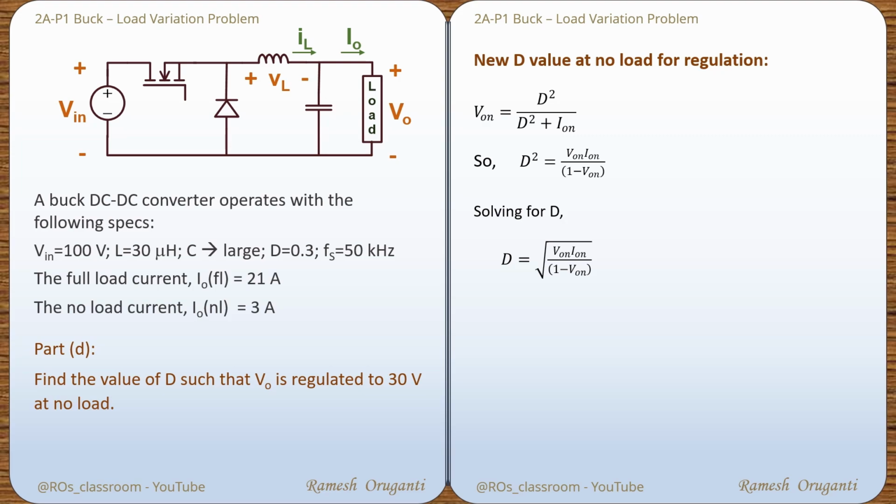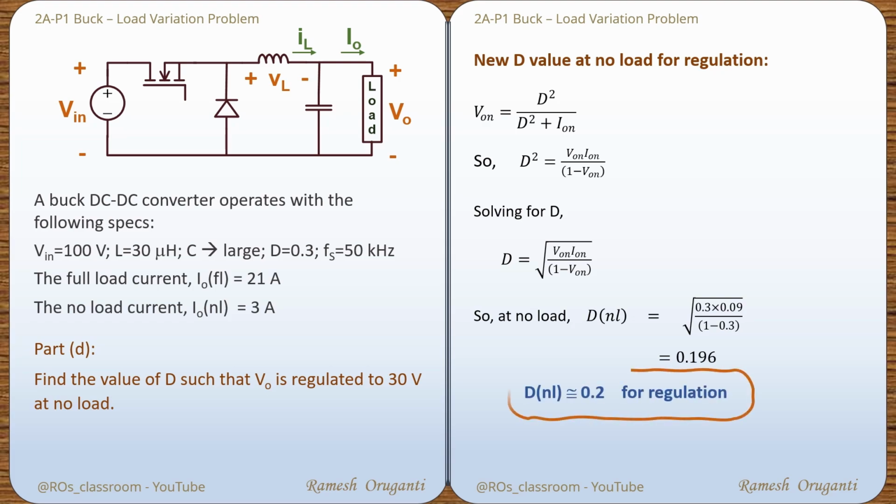Taking the value of V_ON as 0.3 and I_ON as 0.09, we will get the new duty cycle as 0.196, or almost 0.2. So if instead of 0.3 we change the duty cycle to 0.2, the output voltage will go back to the value of 30 volts even under no load condition.